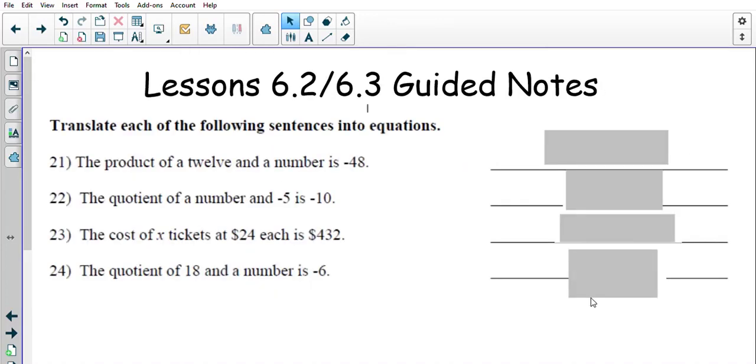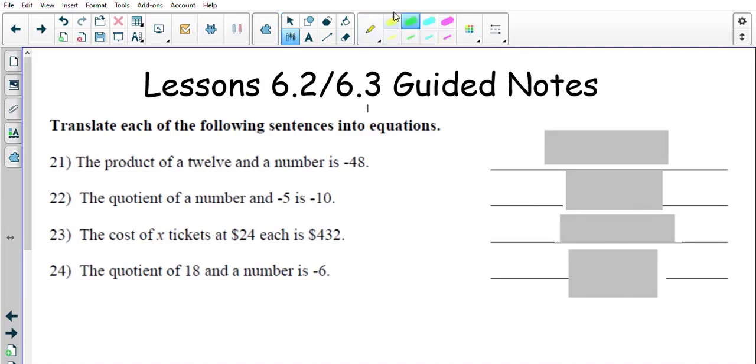Let's take a look at numbers 21 through 24 to start. The directions ask us to translate each of the following sentences into equations. We've already done this with equations that involve addition and subtraction, and we've done it with expressions, both numerical and algebraic. So let's take a look at number 21. It says the product of 12 and a number is -48.